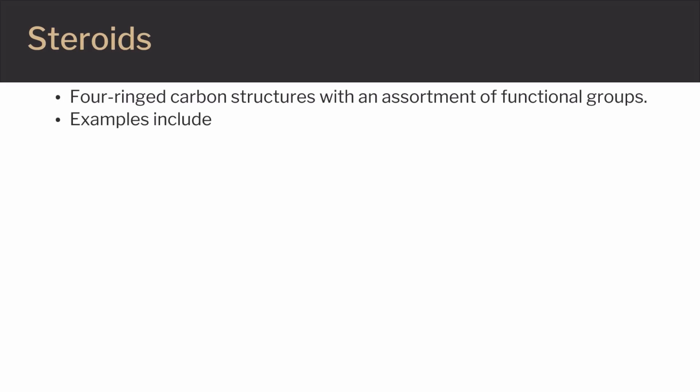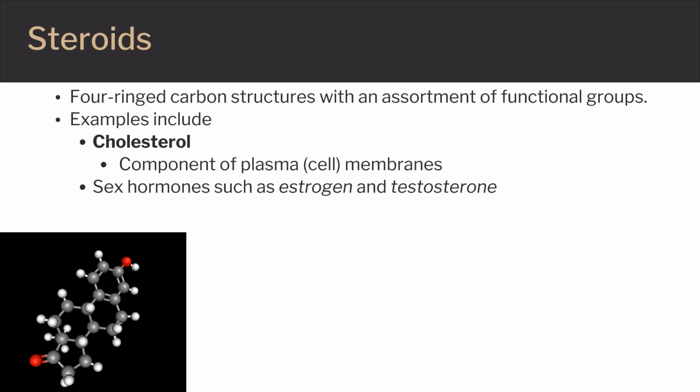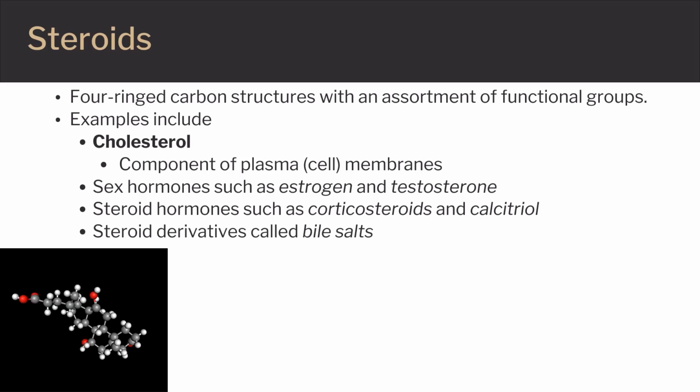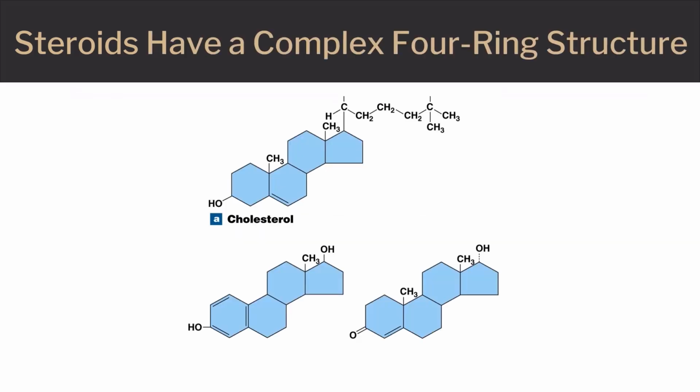Examples of steroids include cholesterol, which is a component of the plasma membrane of all of our cells, sex hormones such as estrogen and testosterone, steroid hormones such as corticosteroids and calcitriol, and steroid derivatives such as bile salts. You can see from the examples that the functions of the steroids vary widely, but each plays important roles in maintaining homeostasis. Looking at the structure of these steroids, you can see the 4-ringed carbon structures and how each individual steroid differs in the side chains attached to the carbon rings.